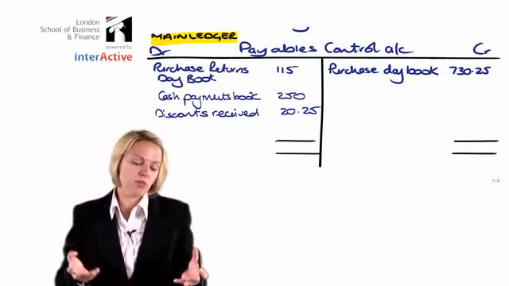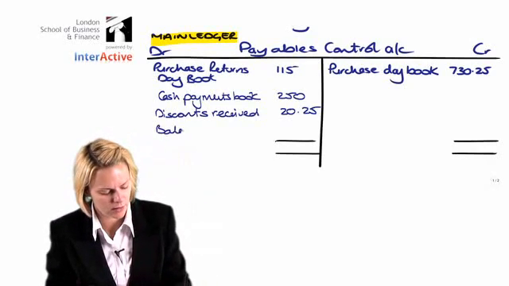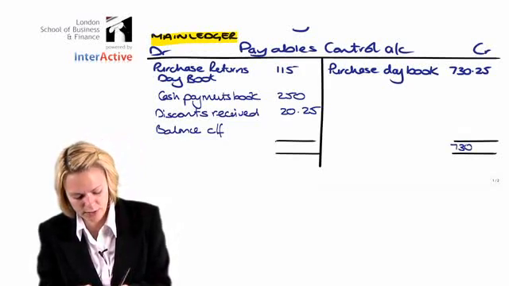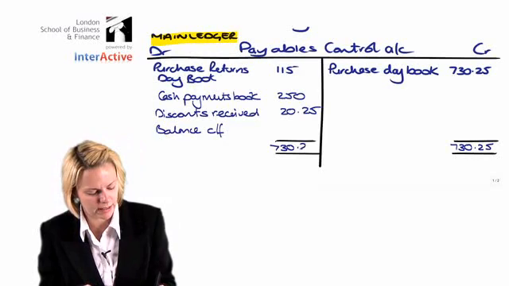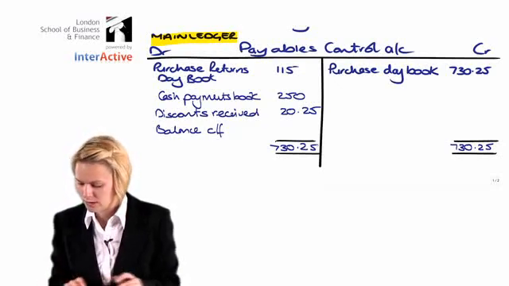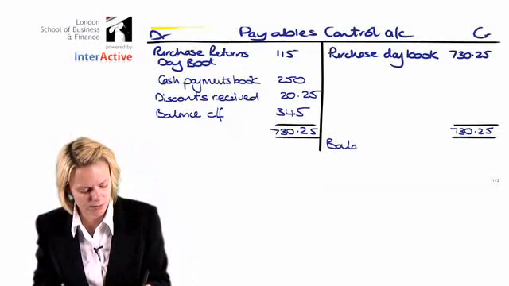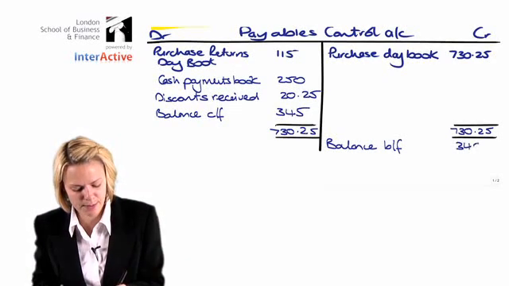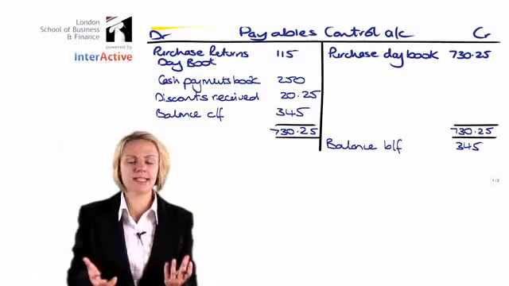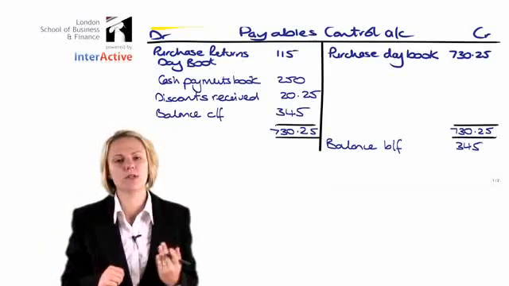Now again, apart from a contra, that's what we're mainly going to see in a control account in most exam questions. So, what we're going to do is balance this account off now. We've done all the postings from the books of prime entry. So the credit side is 730.25. So should be the debit side. So $345 is the closing balance, which means at the start of the next period, our opening balance that we need to pay to our suppliers is $345. So we've done the payables control account, we've established the balance, and that balance brought forward in the control account would then get posted to the trial balance and then to the statement of financial position.